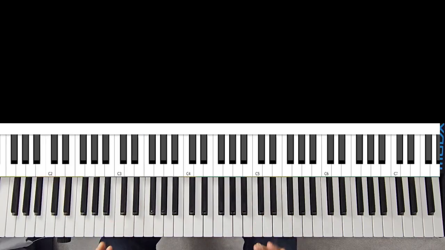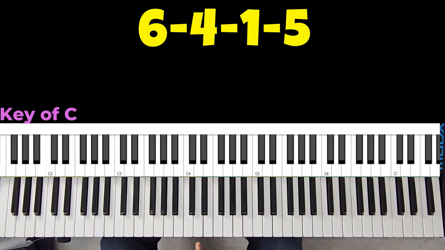As usual, we're doing our tutorial in the key of C because that's the easiest for beginners. This is the key of C, and that's all the white keys for the C scale. When I talk about the 6-4-1-5, we're talking about this is 1, 2, 3, 4, 5, 6, and this is 4. So 1, 2, 3, 4, and this is 1, and this is 5. So 6-4-1-5.